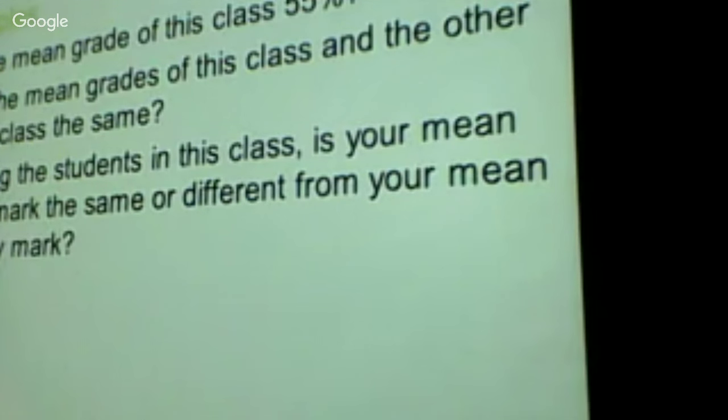First, is the mean grade of this class 55%? That's an example of comparing the mean of that sample to an external standard. The external standard is 55%, right? Or are the mean grades of this class and the other stats class the same? Or among students in this class, is your mean stats mark different or the same from your mean biology mark? Do you see a qualitative difference in those three examples? Especially those last, what's the important distinction between the last two examples?